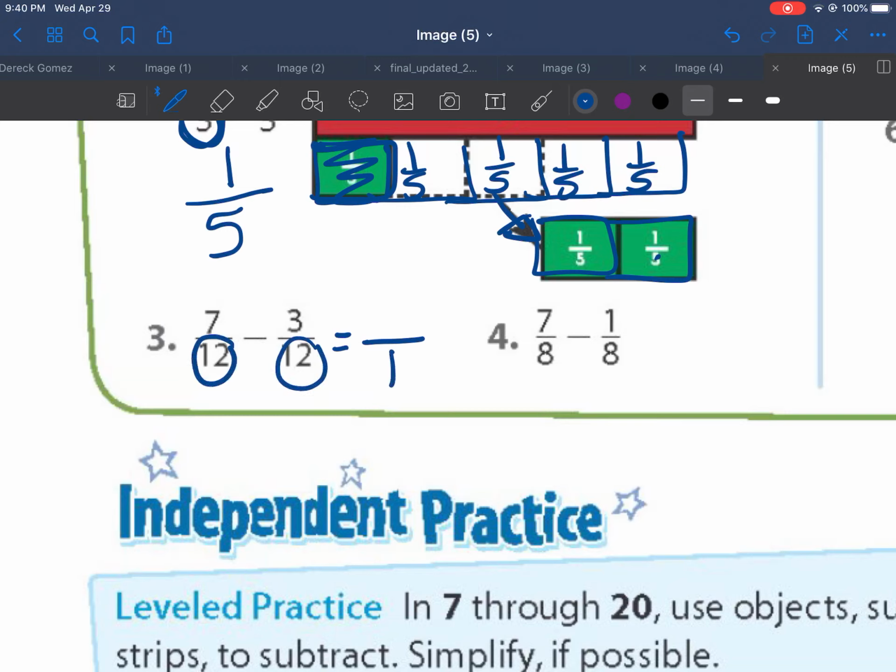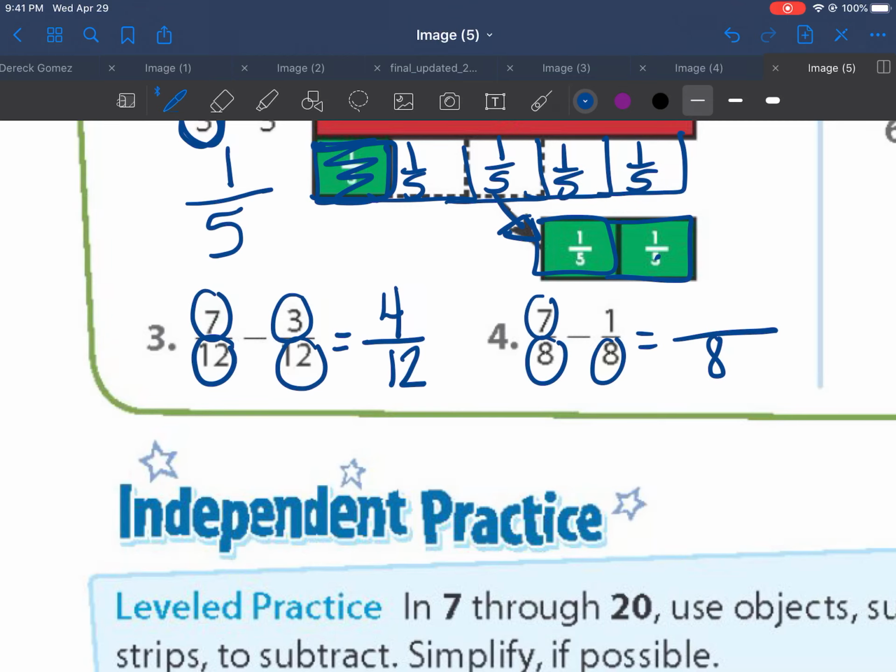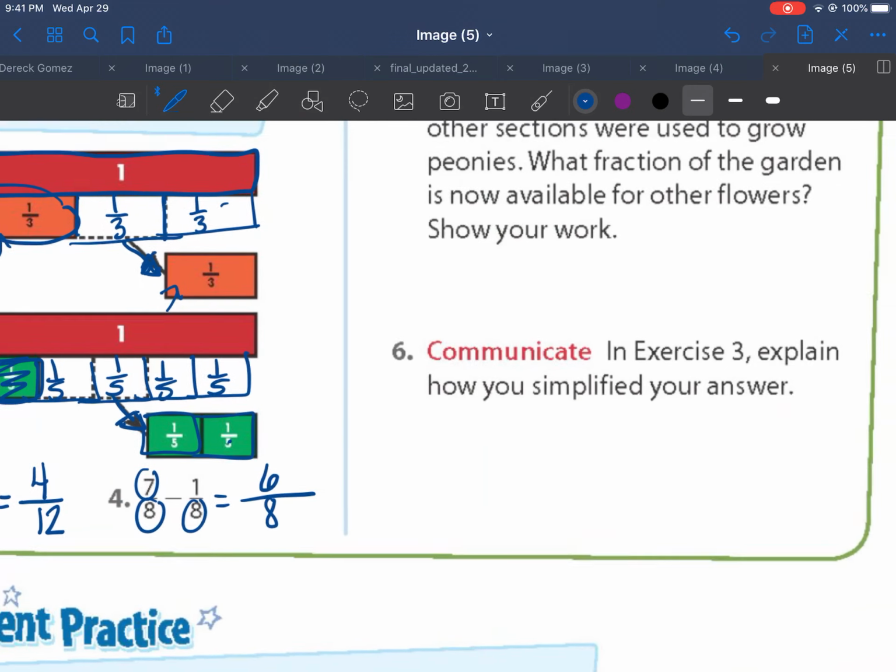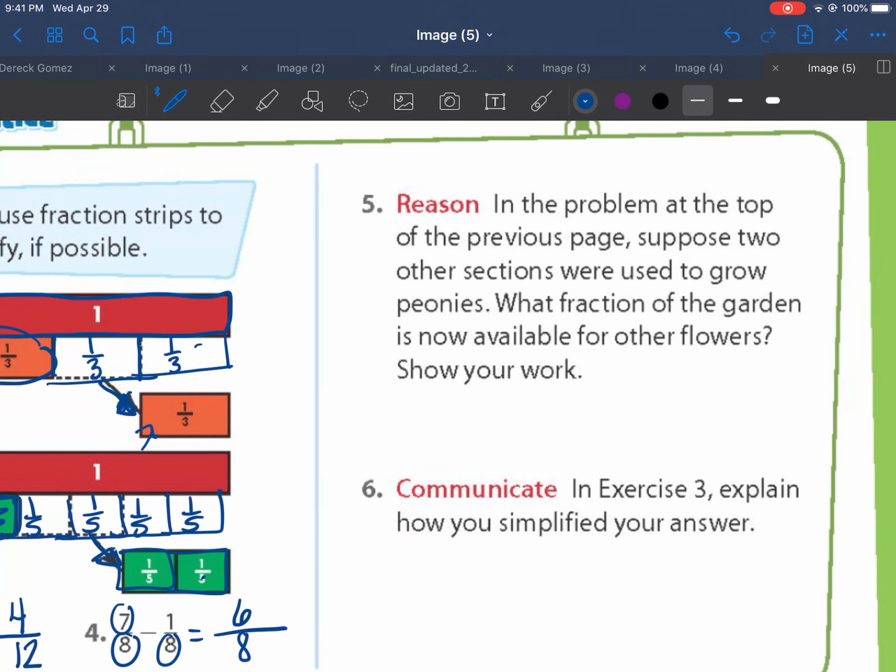Number 3, there's no more diagram on here, but we can go ahead and do this one because we've been practicing subtraction and addition of like denominators. Remember that the denominator will stay the same. So now we're going to do the numerator. 7 minus 3 will equal 4. Number 4, we're going to leave the same denominator, it stays the same. 7 minus 1 is 6.